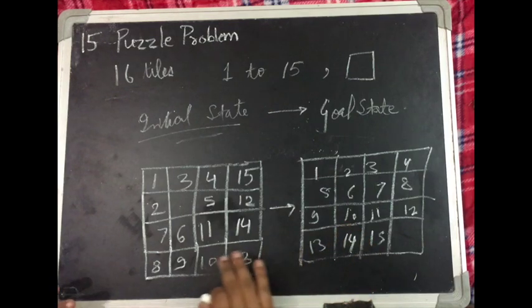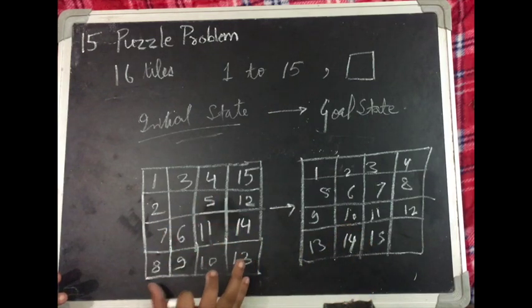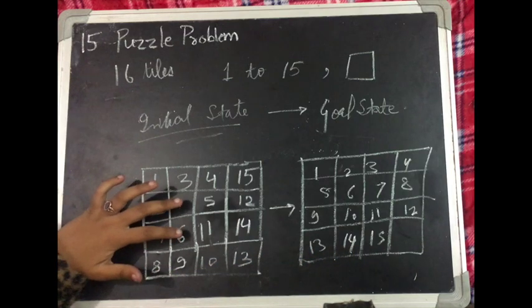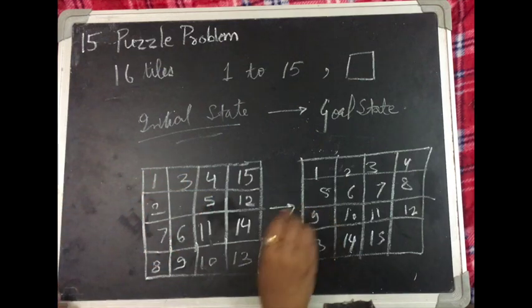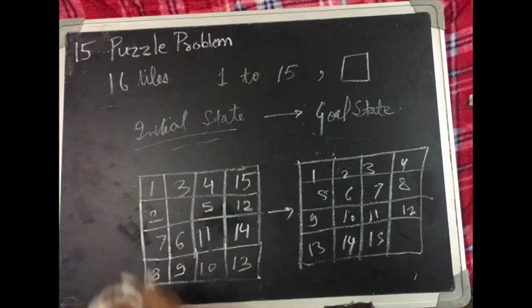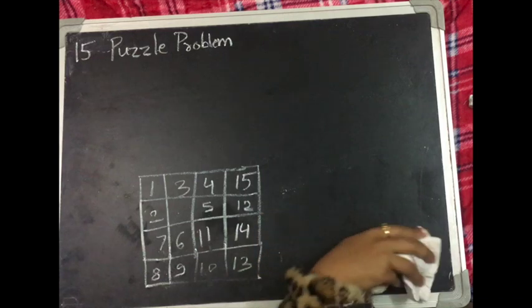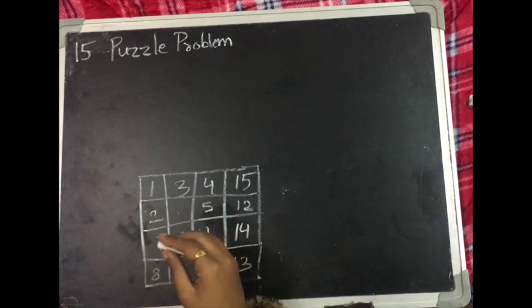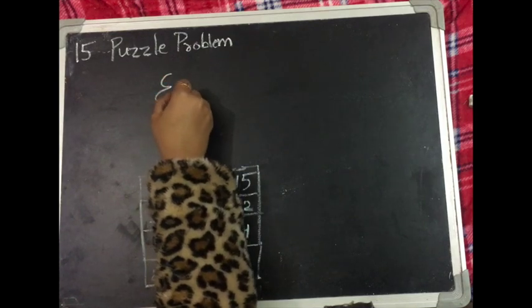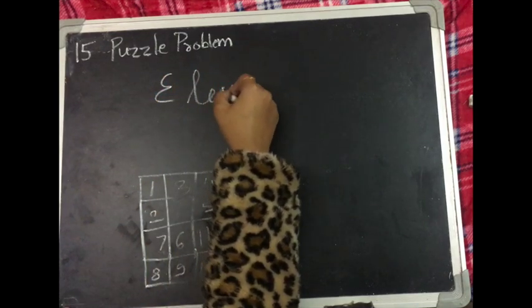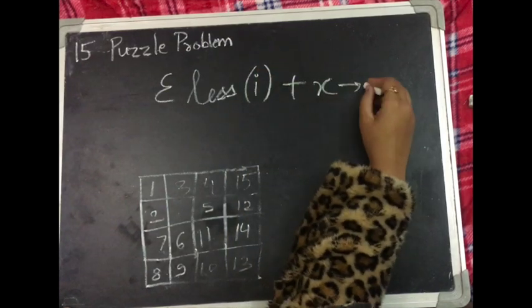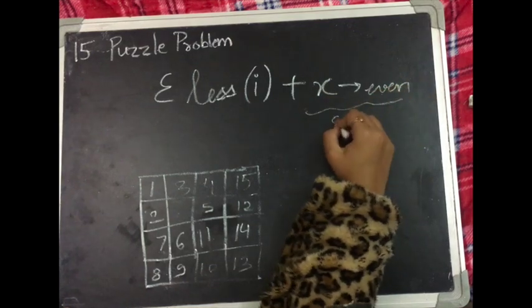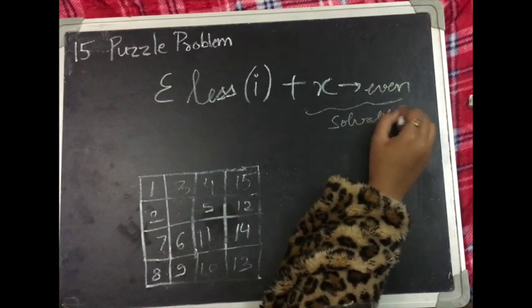So I have to see whether with any number of moves I will be able to convert this state to this state. And the moves that I can use are up, down, left or right. I have to first of all check it out, and I do that with the help of a formula. The formula is summation of less of I plus x should be even. If it is even, then the puzzle is solvable. If it is not even, then the puzzle is not solvable.